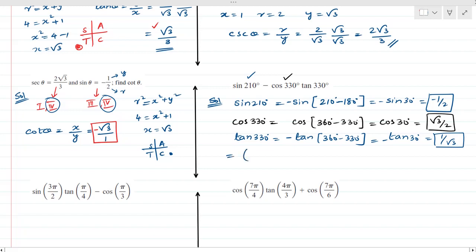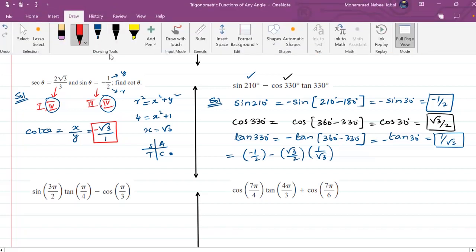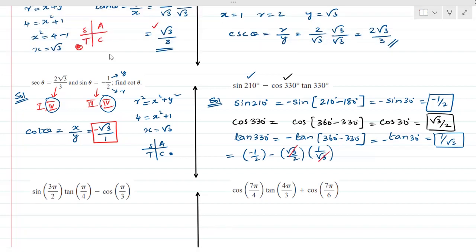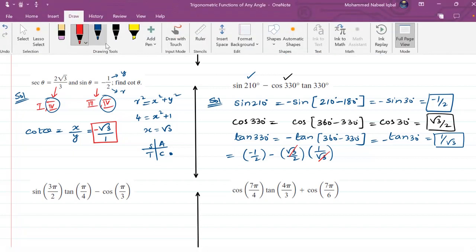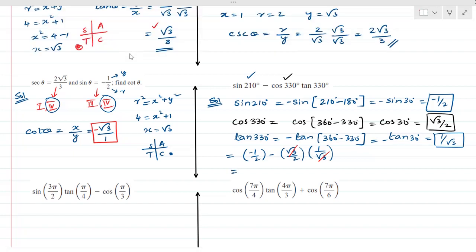I just substitute in the given equation. What is the given equation here? Minus half minus root 3 over 2 into 1 over root 3. How will you simplify? The root 3 gets cancelled. What remains is minus half. So minus half minus half, which is equal to minus 1. So this is the solution.